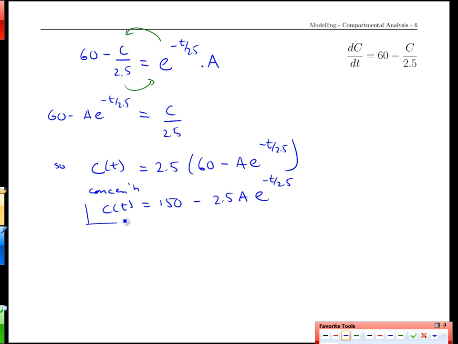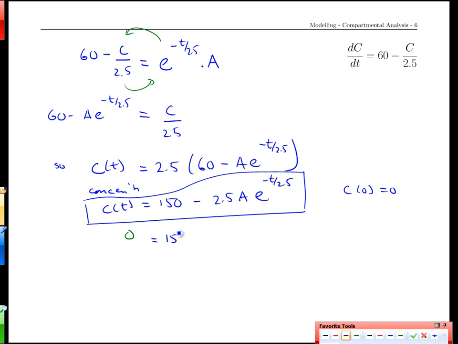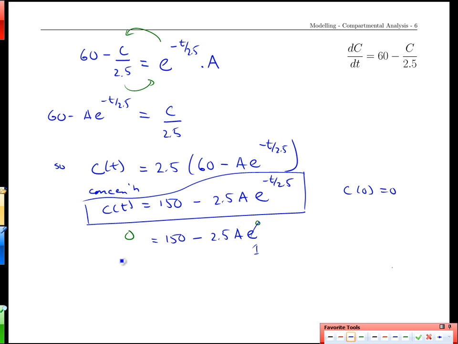Okay, that is a wonderful solution. We can add one more ingredient. We're also told that C of 0 equals 0. In other words, the concentration in the tank was 0 when we began, and we just started pouring in polluted water. So if that's the case, then we would have 0 on the left equals 150 minus 2.5A e to the, the time here is 0, so that's e to the 0, which is 1 then. Moving the 2.5A to the other side, we get that equal to 150.